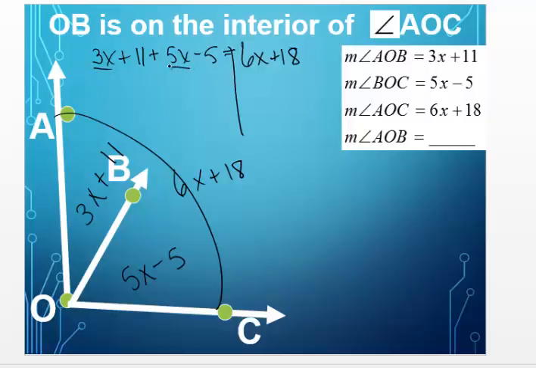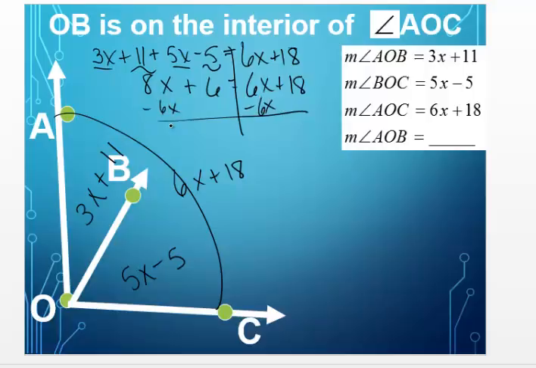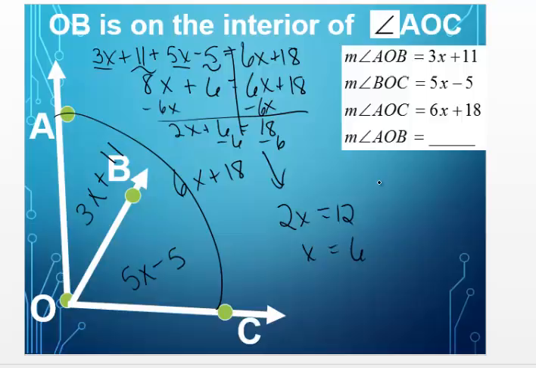So when I combine my like terms, I get 8x. Combine my 11 and negative 5, I get a 6. I subtract 6x on both sides. I'll get 2x plus 6 equals 18. Subtract 6 from both sides. I get 2x equals 12. So my x value is 6. That allows me to plug that back in for AOB. AOB is right here. So I'd plug in 6 for my x value and solve. That gives me 18 plus 11, which is 29.